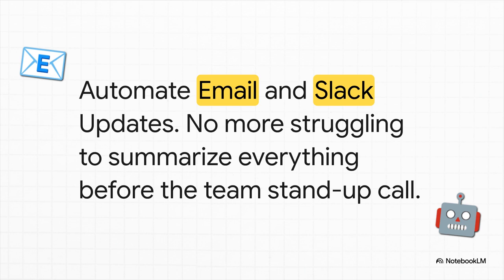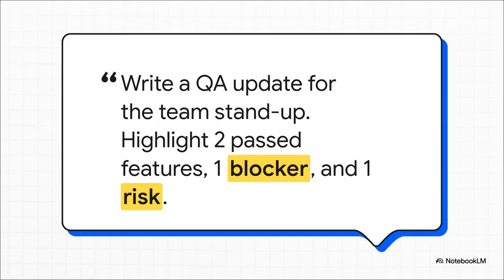Okay, be honest. Who here has scrambled to write their status update like 2 minutes before the daily stand-up? We've all been there. Well, there's a much better way. You can use GenAI to help automate those daily email and Slack updates. See, with a prompt like this, you're just giving it the raw ingredients. You tell it what passed, what's blocked, what the risks are, and it structures everything for you into a professional, easy-to-read update. No more of that last-minute scrambling.